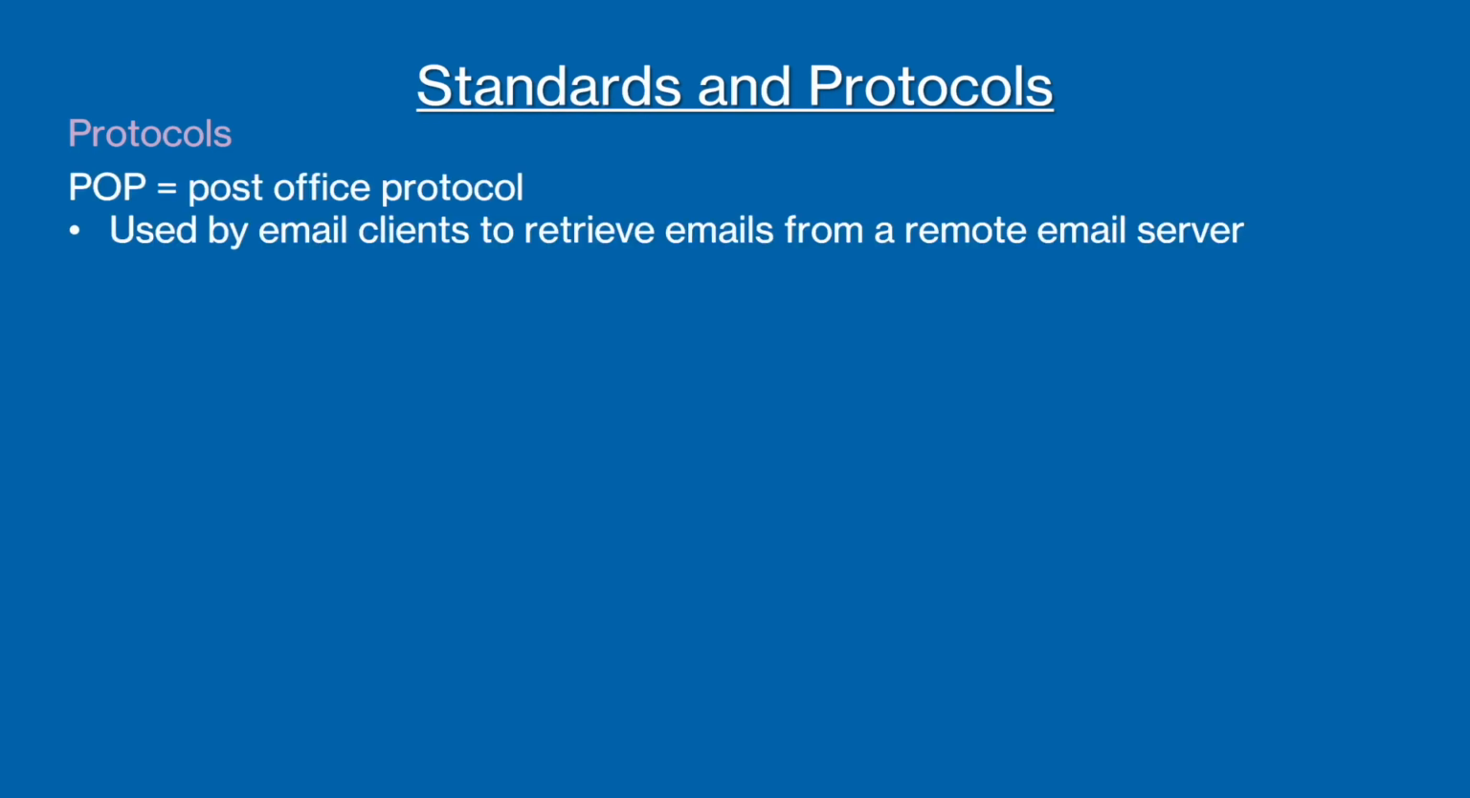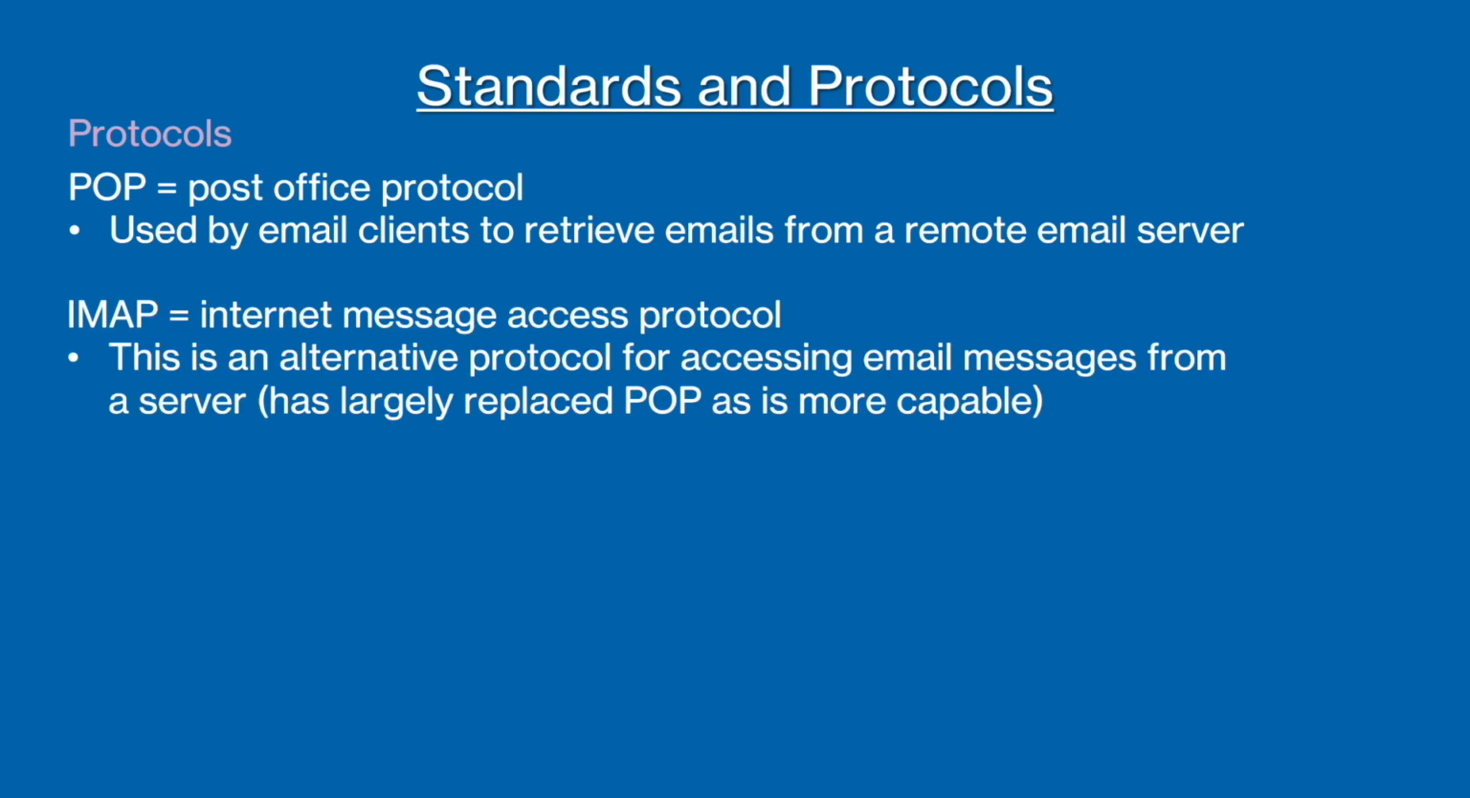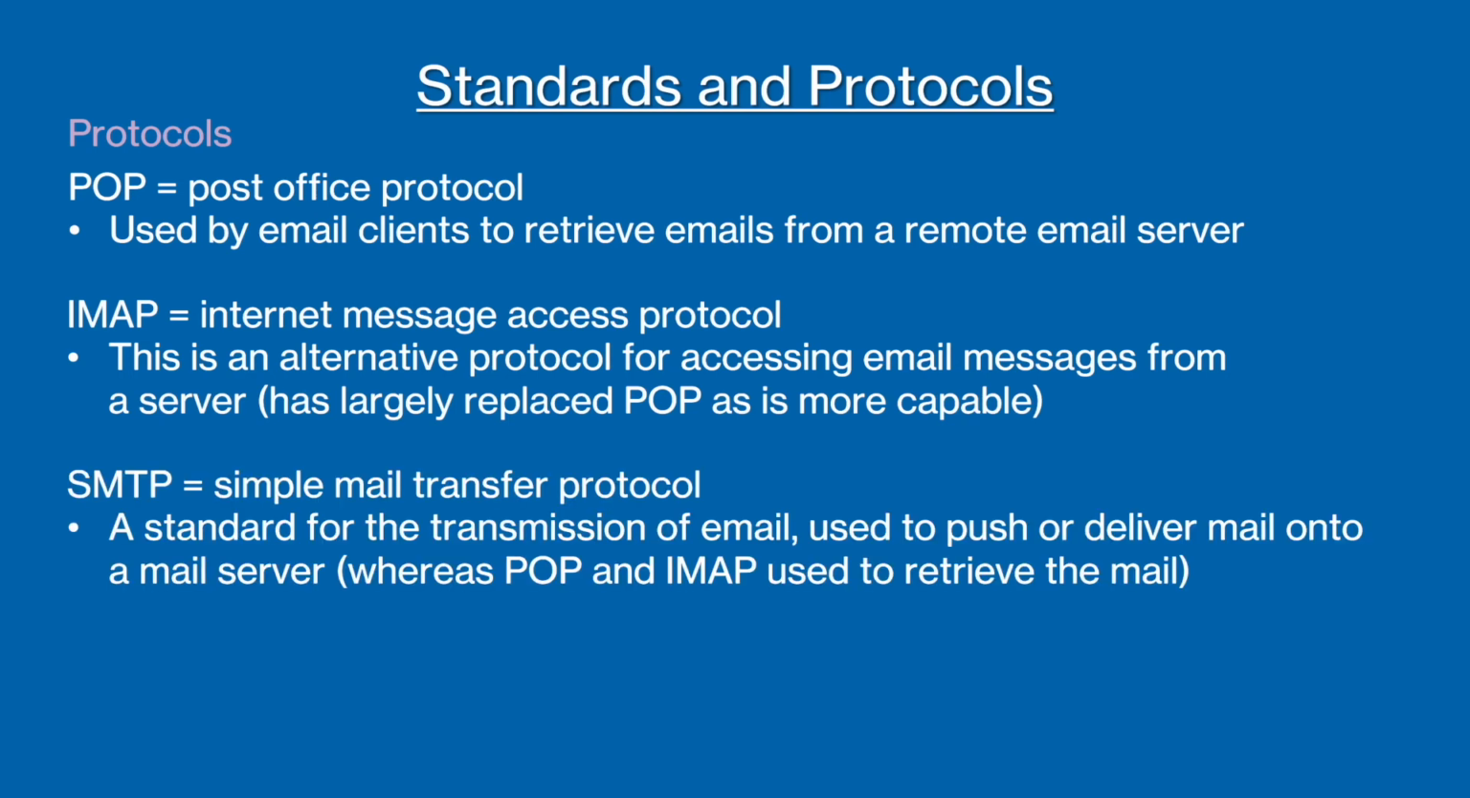So POP is Post Office Protocol, and it is used by email clients to retrieve emails from a remote email server. IMAP is the Internet Message Access Protocol, and it is basically what has recently replaced POP, as it is another protocol for accessing email messages from a server. So whilst POP and IMAP are used to retrieve emails, SMTP is the Simple Mail Transfer Protocol, and it is used to send or deliver mail onto a mail server.